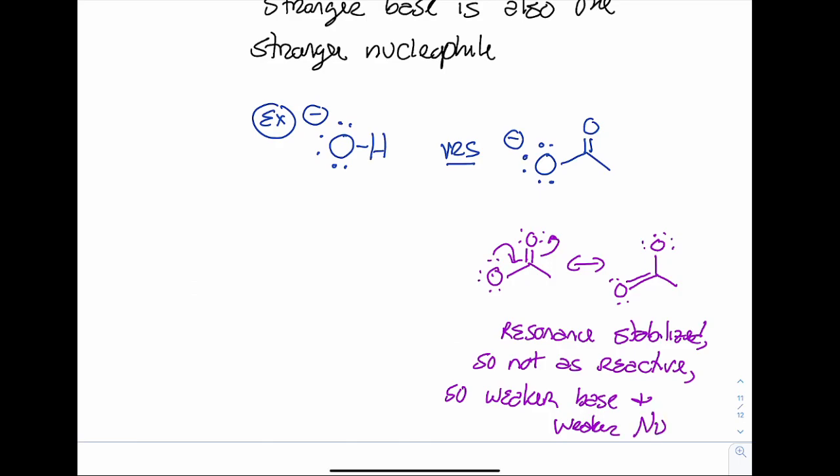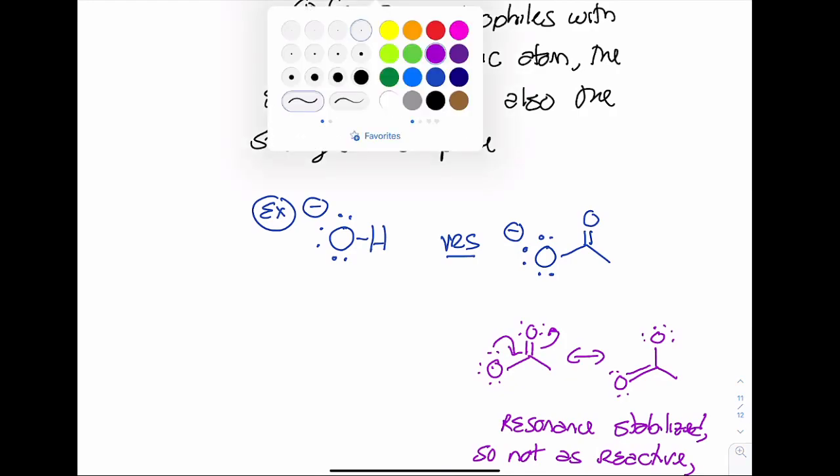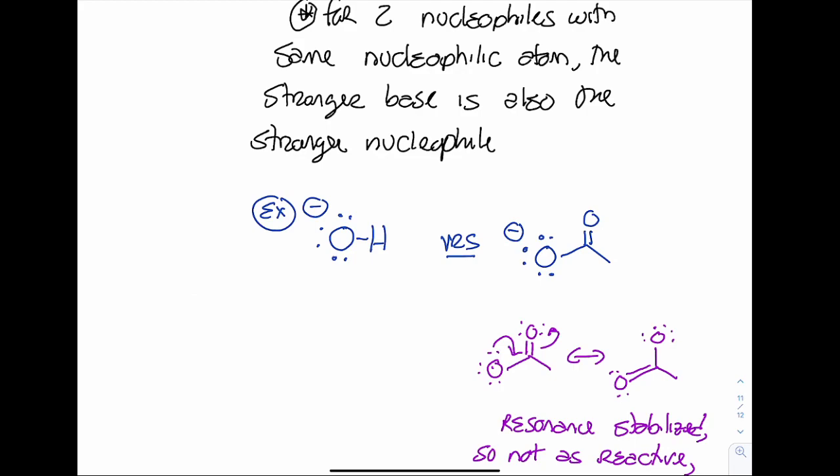right? It's less likely to grab onto a proton if it's stable. It's less likely to attack a partial positive carbon if it's stable. So in this case, my hydroxide ion is both the stronger base and the stronger nucleophile. Its electrons are not delocalized.